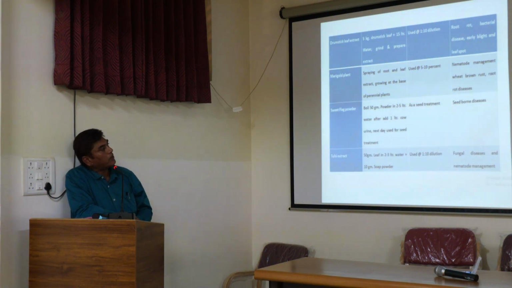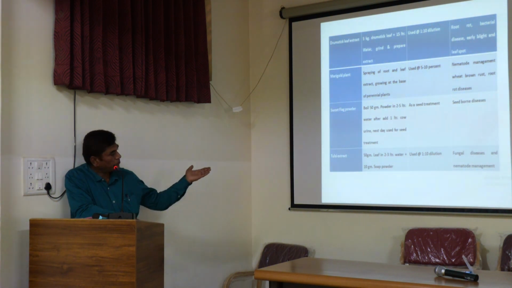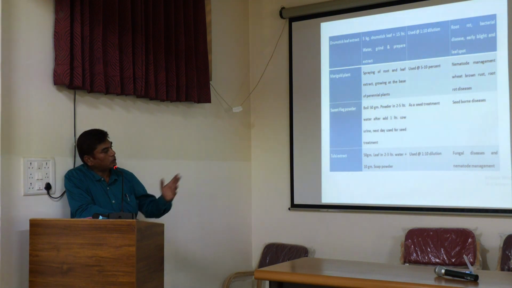It also takes care of wheat brown rust and root rot disease. Sweet flag, bhaje powder, is very effective against seed-borne disease. It is used as a seed dressing material, for seed treatment. Tulsi extract at 1:10 dilution is used for fungal disease and nematode management. This is also used for nematodes. So there are two options for nematodes: marigold plant and tulsi.